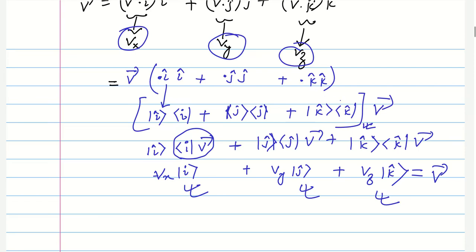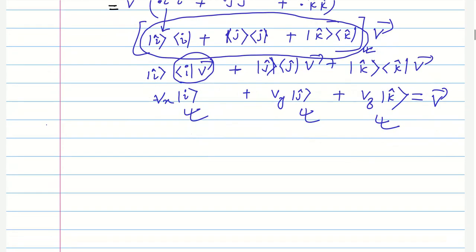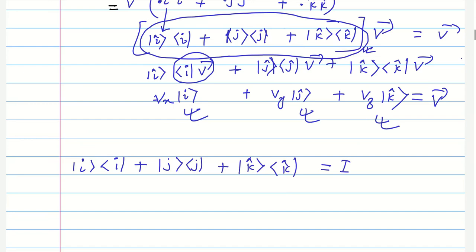So if you see here, this whole thing is what? This whole thing is nothing but an identity operator, because this is equal to v vector here, right? So this has to be identity operator.